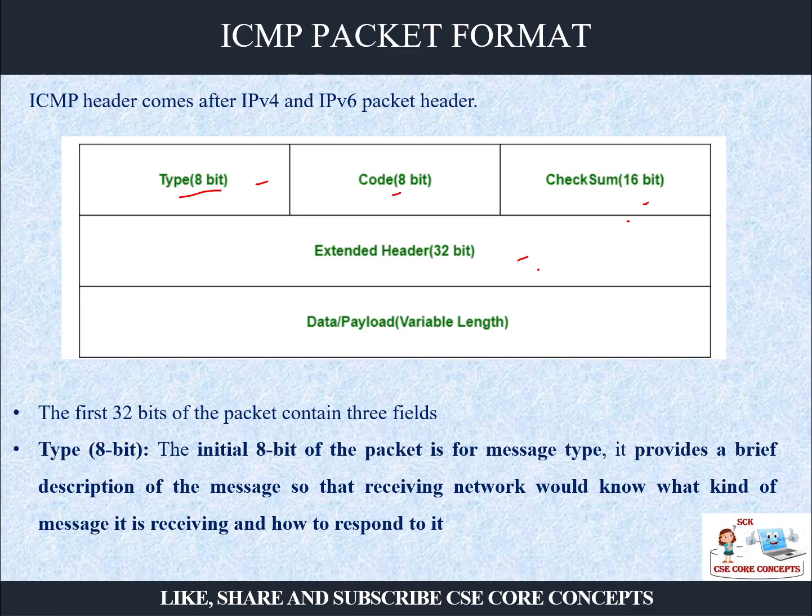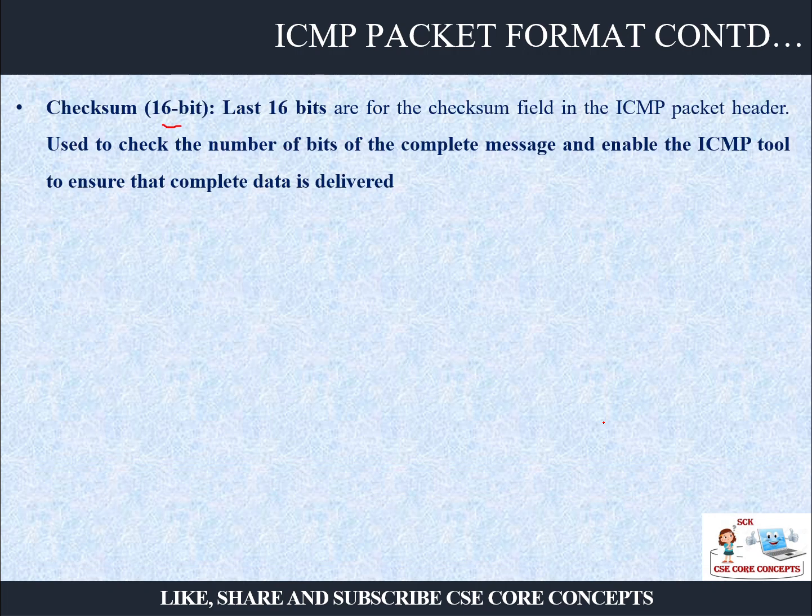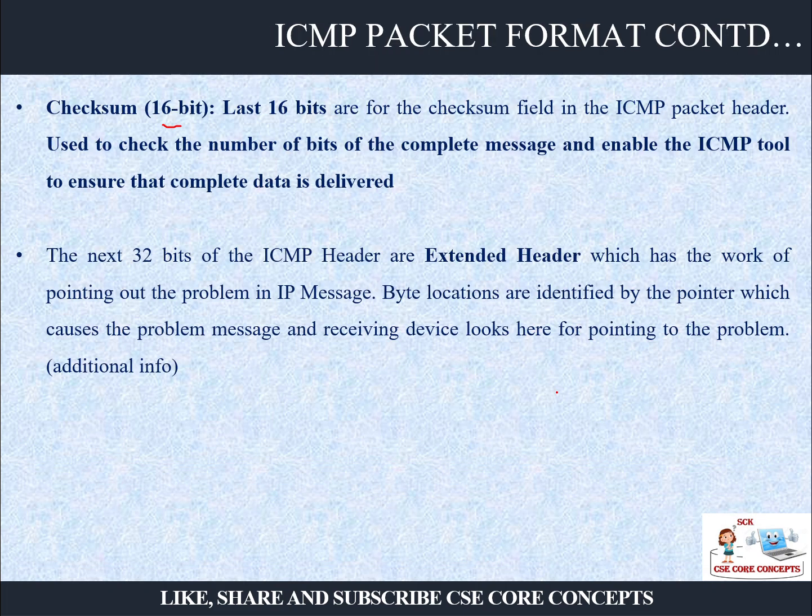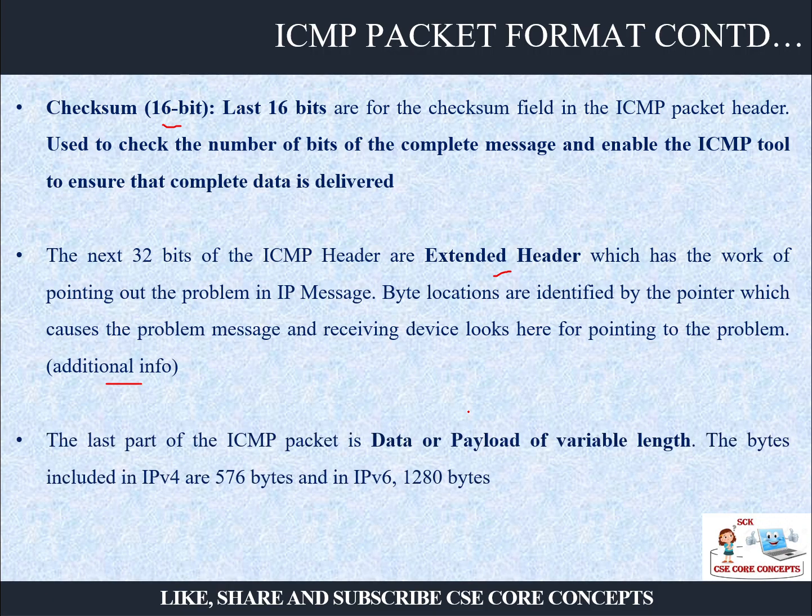One is the extended header, and the last one is the data or the payload, which is of variable length. So these 32 bits of the ICMP header are the extended header, which has the work of pointing out the problem in the IP message. So, to point out some extra details, identified by the pointer, because of which the problem has occurred. Why the host is not reachable, why the protocol is not reachable. That is, it gives some more additional descriptive information.